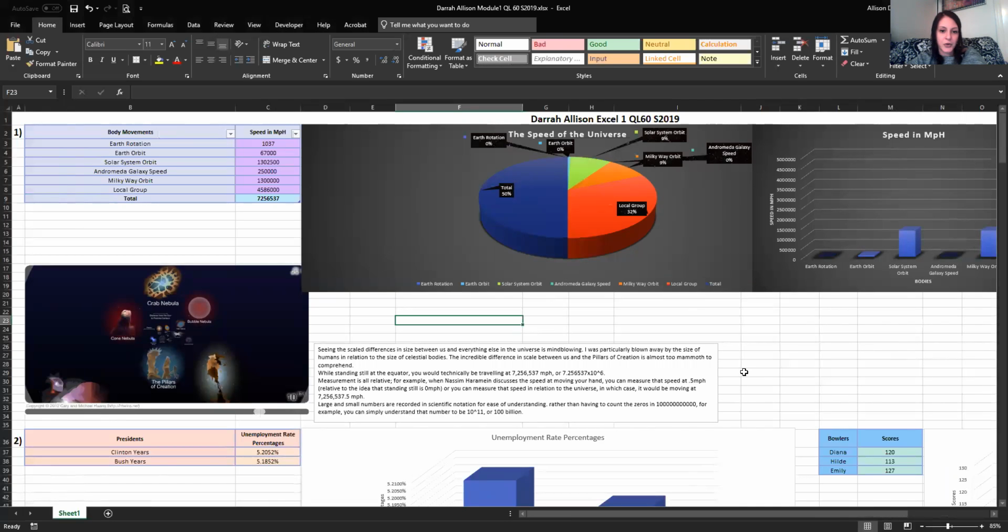Large and small numbers are recorded in scientific notation for ease of understanding rather than having to count the zeros in that big long number, that I literally just held down zeros for my example. And then I had to actually figure out that that number was 100 billion, or 10 to the 11th power.